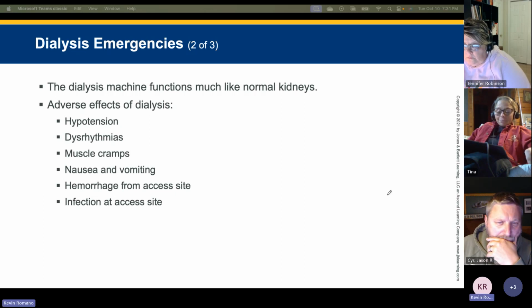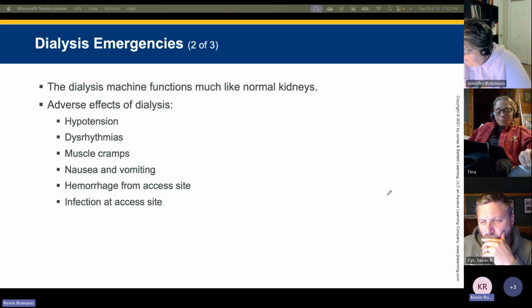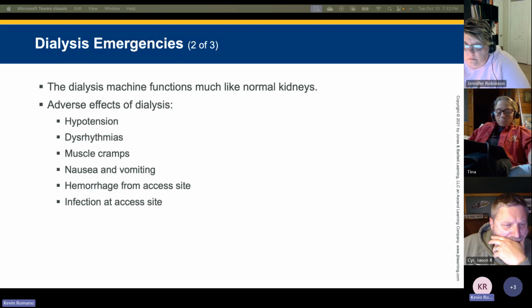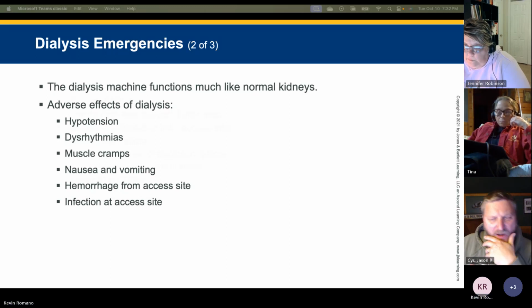Patients undergoing long-term hemodialysis have a shunt that connects a vein and an artery, allowing blood to flow from the body to the dialysis machine. Peritoneal dialysis allows large amounts of dialysis fluid to be infused into the abdominal cavity. The fluid stays in the cavity for 1 to 2 hours and carries a high risk for peritonitis. Adverse effects of dialysis include hypotension, dysrhythmias, chest pain, muscle cramps, nausea and vomiting, hemorrhage from the access site, and infection from the access site as well.